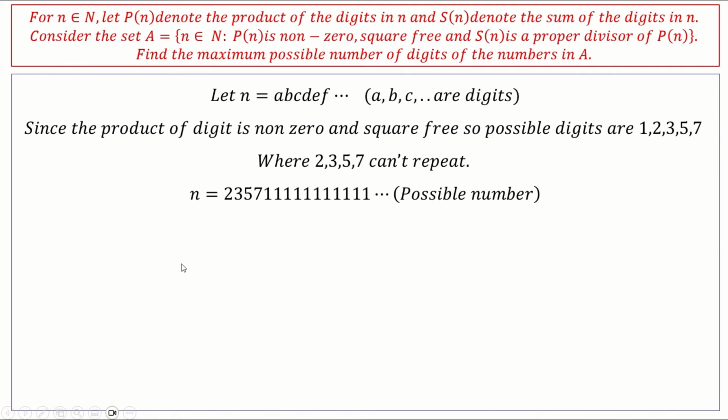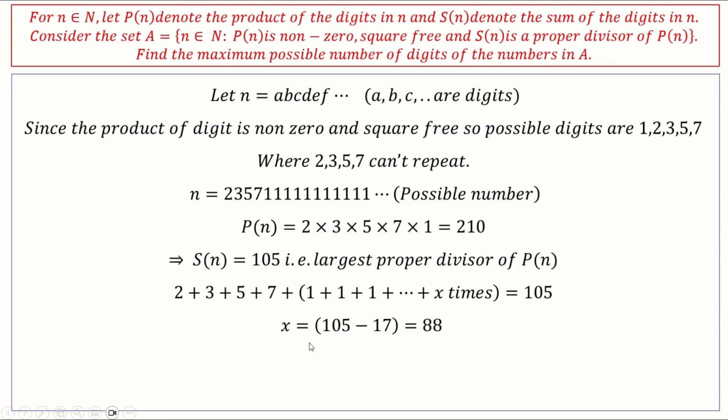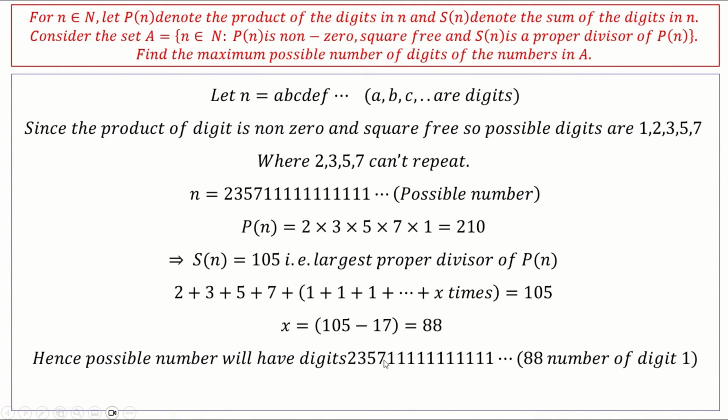This is a possible number. The product of these digits is 2 into 3 into 5 into 7 into 1, which is 210. And it is asking that S of n is a proper divisor of P of n. What is the maximum possible proper divisor of 210? 105, right? So S of n has to be 105 at the max. If S of n is 105, that means the sum of digits is 2 plus 3 plus 5 plus 7 plus some x number of ones, which equals 105. If you simplify, you will get x as 88. So the number formed has digits 2, 3, 5, 7 and 88 ones. This is the number formed.